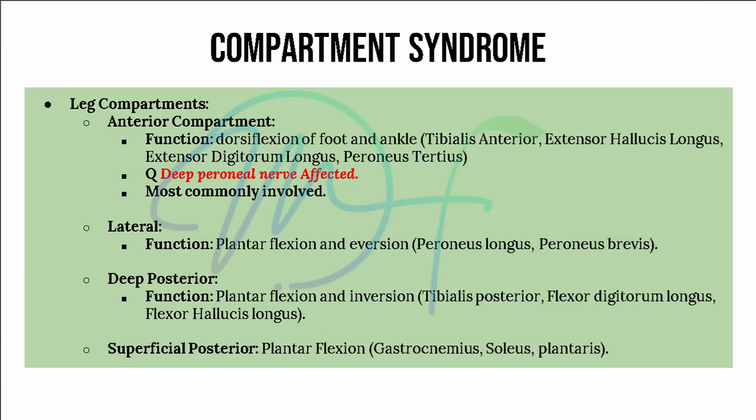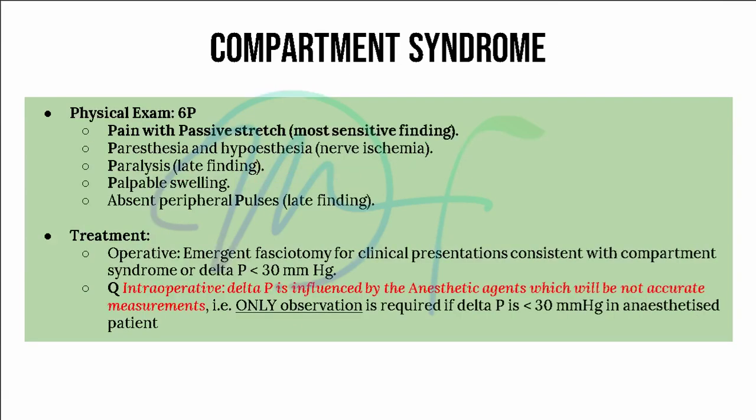The physical exam for compartment syndrome includes the 6 P findings: pain with passive stretch, the most sensitive indicator; paresthesia and hypoesthesia, nerve ischemia; paralysis, a late finding; palpable swelling; and absent peripheral pulses, another late finding.